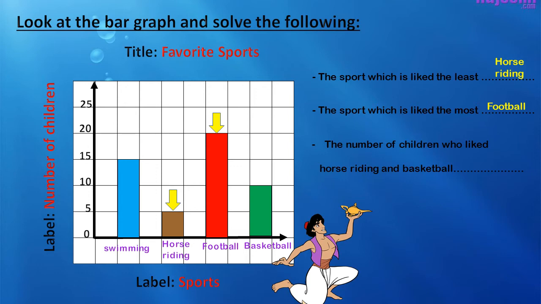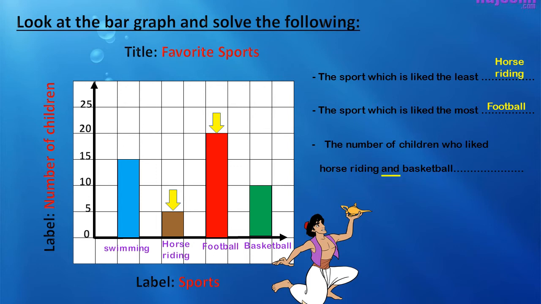Okay, now let's move to the last question. The number of children who like horse riding and basketball. Here he is asking about two types of sport, which is horse riding and basketball. And he writes the word and.